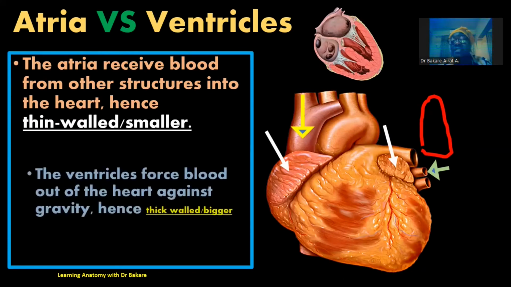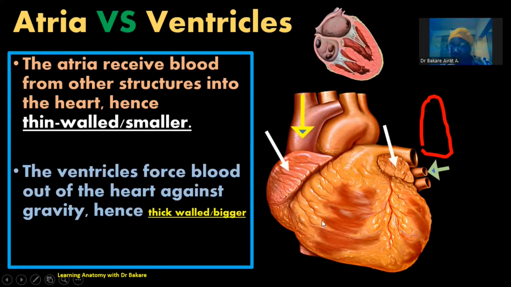In the lower part, we have the right ventricle and the left ventricle. The ventricles are responsible for pumping out blood. The right ventricle helps to pump blood out through the pulmonary artery to the lungs where it will be oxygenated. The left ventricle helps to pump blood into the aorta where it will be distributed to different regions of the body.